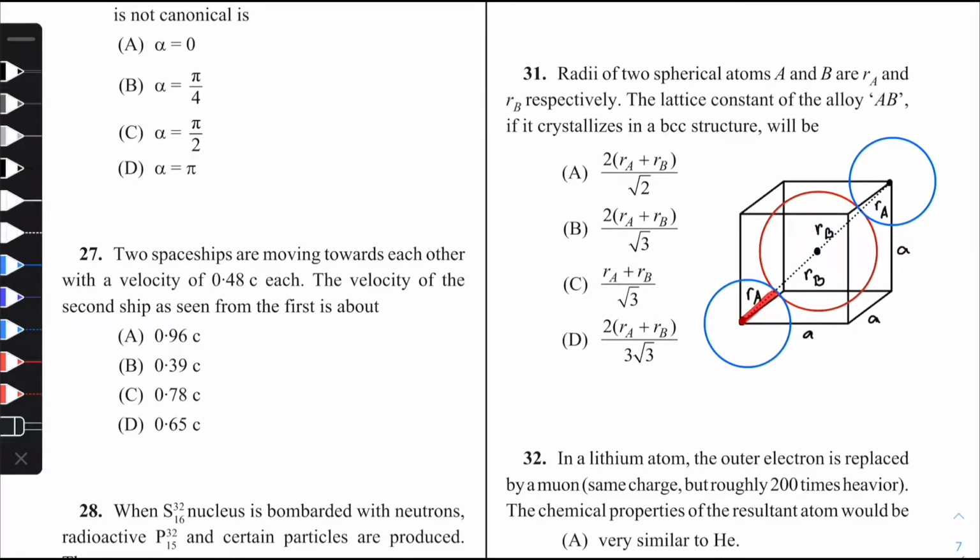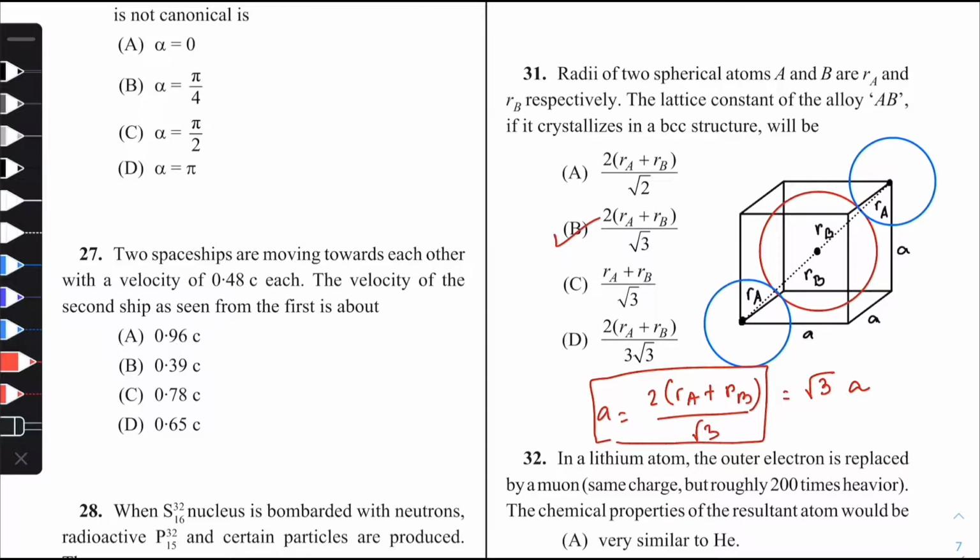So this is RA, this is RB, this is RB, and this is RA. So we have 2 times (RA plus RB) is equal to square root of 3 times A, or A is equal to this divided by square root of 3. So option B is the correct answer.